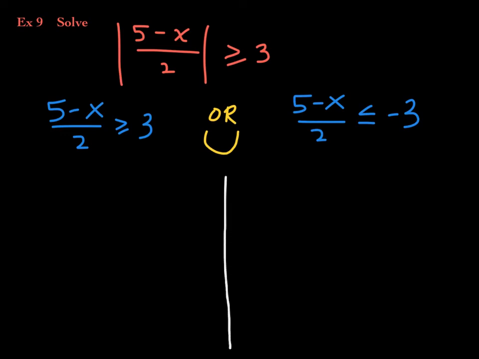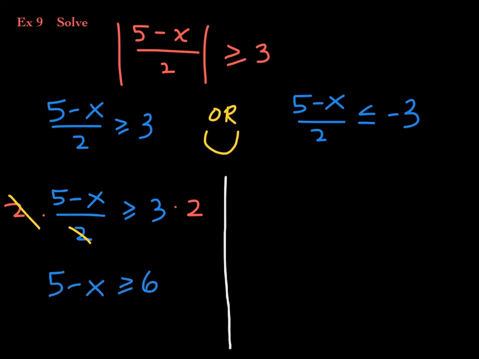On the left-hand side here, I'm going to multiply both sides by 2. That will clear the fraction. So I'm going to multiply this side by 2, multiply that side by 2. That will get this 2 and that 2 to cancel, and I'm just left with 5 minus x greater than or equal to 6. On the other one, I'll do the same thing. I'll multiply the left-hand side by 2, and I'll multiply the right-hand side by 2 as well. That'll get my fraction to go away, and I'm left with 5 minus x is less than or equal to negative 6.